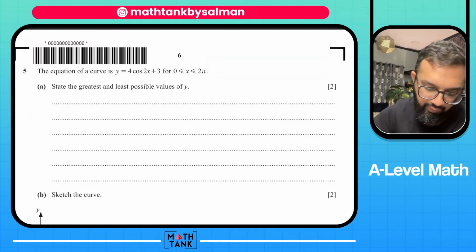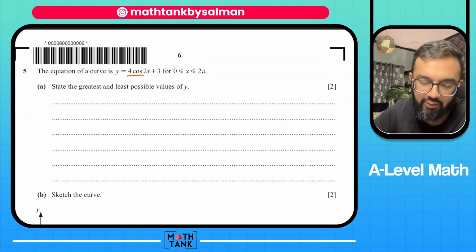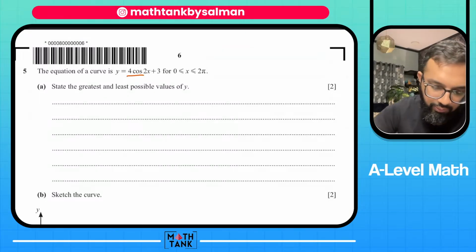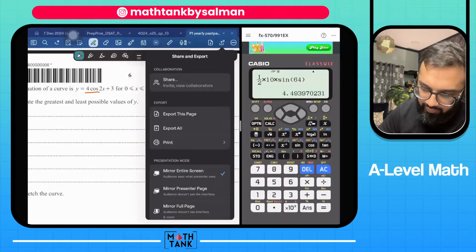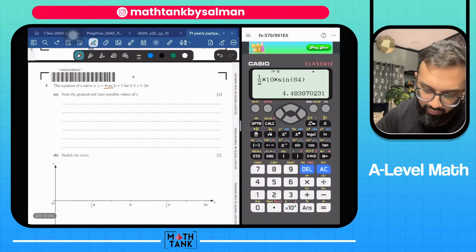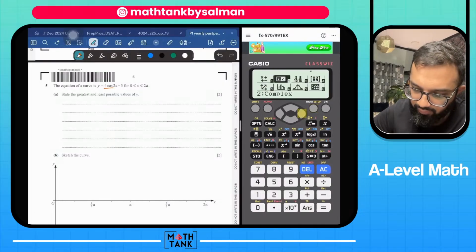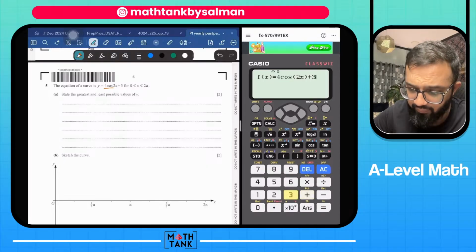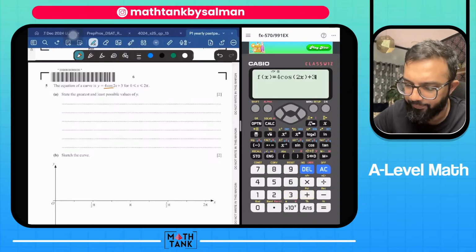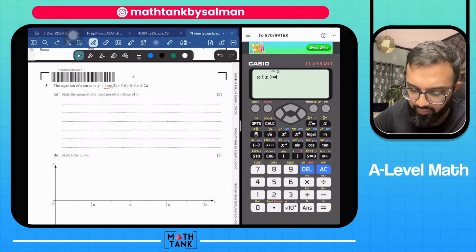Question number 5: the equation of the curve is this. State the greatest and least possible values of y. I usually do this on my calculator and I'm going to show it to you the same way. Let's see if I have my calculator here. I think you can see it on my screen now. So I'm going to use the table function. I'm going to set my calculator in degrees because I don't know how to use the table function in radians. It gives me very awkward answers in radians when I use it for the table function. Otherwise, I'm going to use it.